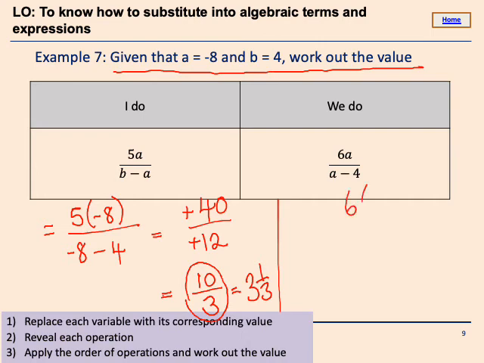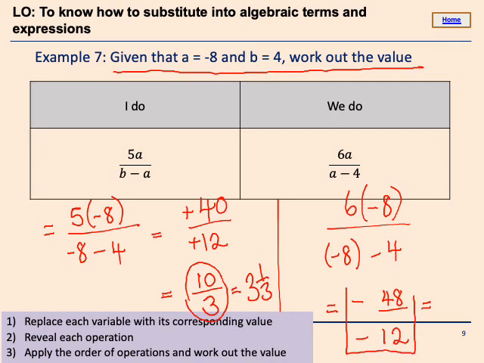Okay, so again, subbing them in, we've got 6 times by -8, all over A, which is -8, subtract 4. So on the top, we're ending up with 6 times by -8, positive and a negative give me a negative. 6 times by 8, I'm going to end up with 48. And on the bottom, -8 take away 4, it's negative again, -12. So again, my fraction is a division. So I'm dividing a negative by a negative, so my answer will end up positive.